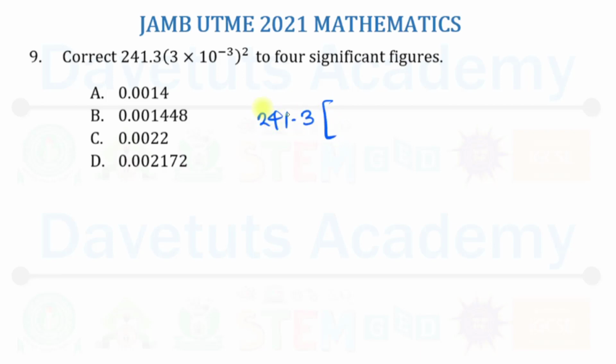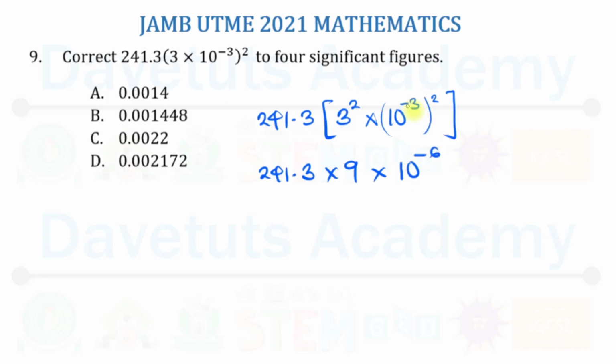So we have 241.3 multiplied by, look at this, 3 times 10 raised to power minus 3, all raised to power 2. So I'm having it as 3 raised to power 2 times 10 raised to power minus 3 raised to power 2. Okay, so I can have this as 241.3. 3 raised to power 2 is 9. Then here, 10 raised to power minus 3 squared is 10 raised to power minus 6, because minus 3 and 2 will multiply each other to be minus 6.